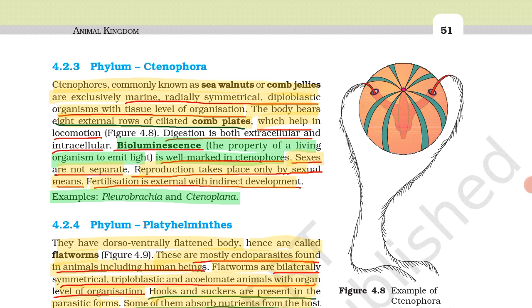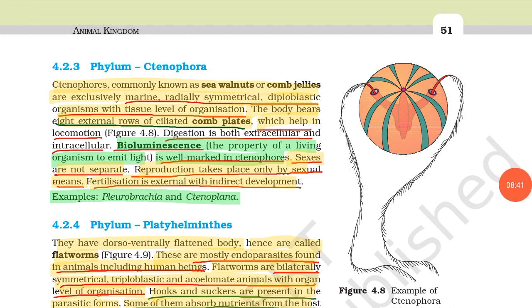They exhibit radial symmetry, are diploblastic organisms with tissue level of organization. Their habitat is mostly marine. The body bears 8 external rows of ciliated combs which help in locomotion. Digestion is both extracellular and intracellular. Bioluminescence, the property of a living organism to emit light, is well marked in ctenophores.